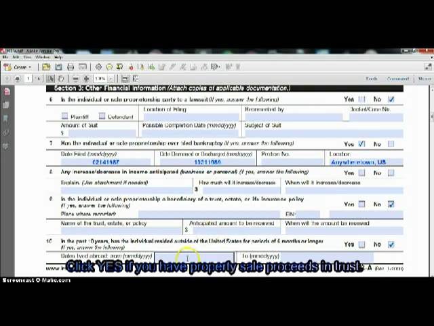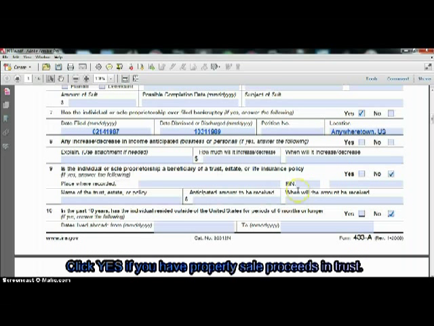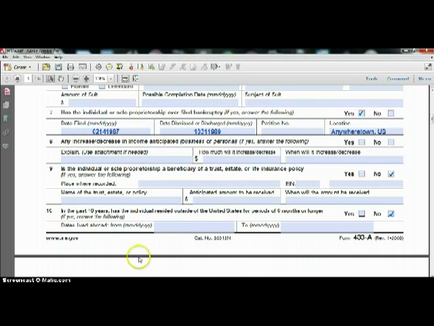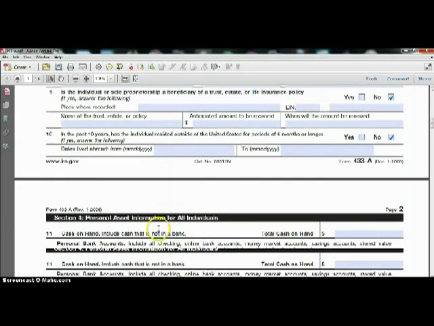Are you the beneficiary of a trust, estate, or life insurance policy? The answer is usually, I wish, but we're going to put no. And finally, in the last 10 years, have you resided outside the United States for periods of 6 months or longer? This is usually to determine, say, if they had missing returns for you. Maybe you didn't need to file. Don't forget to fill this out also if you were in active duty in the military and say you were stationed overseas. Make sure that you fill this out if you were there for more than 6 months.